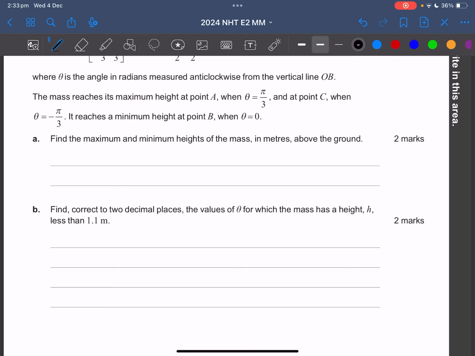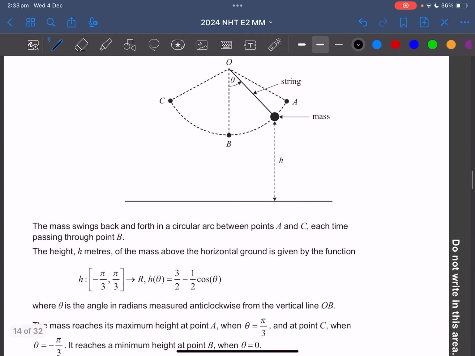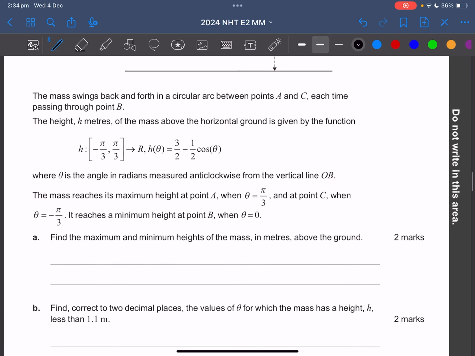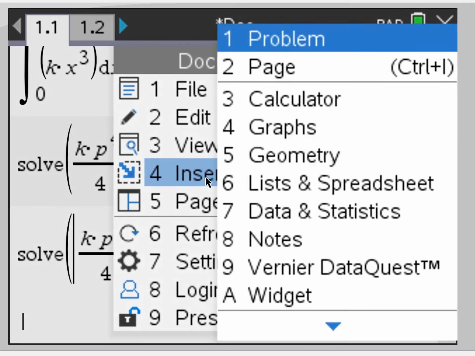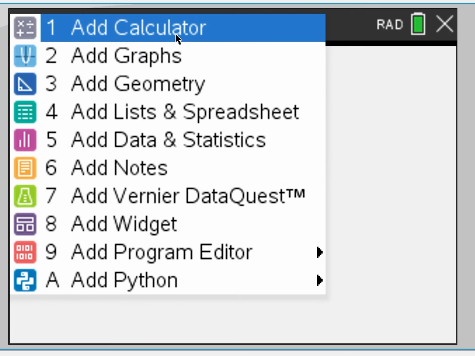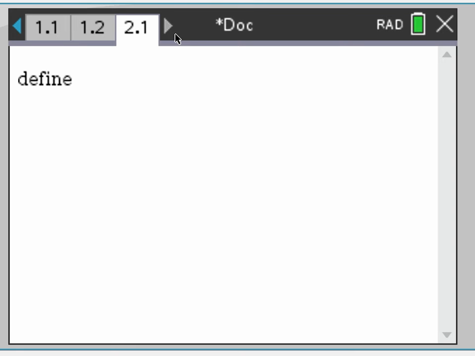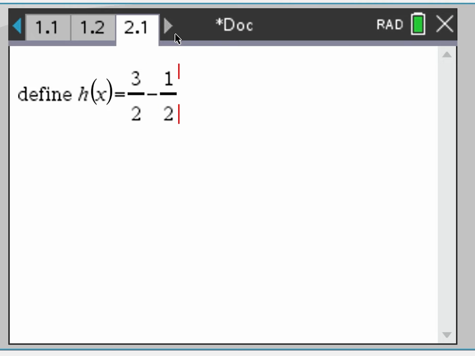Okay, very well. So they have basically given us the answer because we have the equation. We know from the question itself that maximum will occur here, and minimum will occur here. So we already know everything. So let's just do this on CAS now. Let me insert a new problem, and define h of x equals to, what is the function? 3 on 2 take away 1 on 2 times cosine of x.